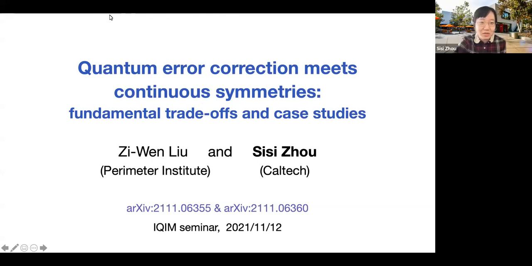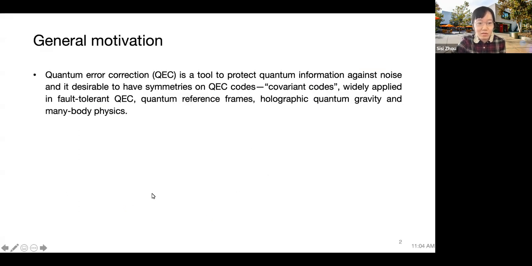Okay, thank you. So today I'm going to talk about quantum error correction with continuous symmetry, fundamental trade-offs, and case studies. This is joint work with Ziwen Liu from Perimeter Institute, and we just had our arXiv post yesterday. So this is the arXiv number. I'll start with some general motivation behind this work.